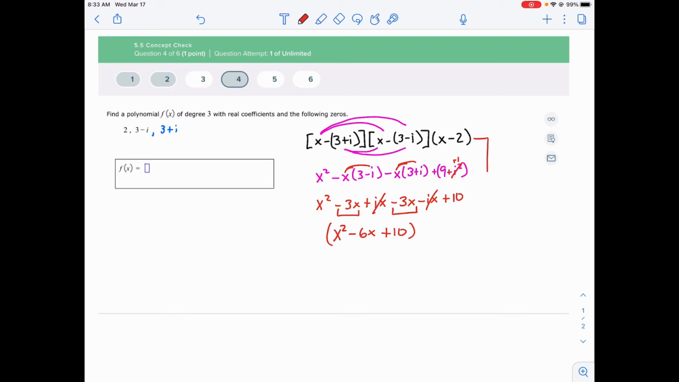But we still have to account for this. So we have to bring this down. The x minus 2 hasn't even entered the problem yet.